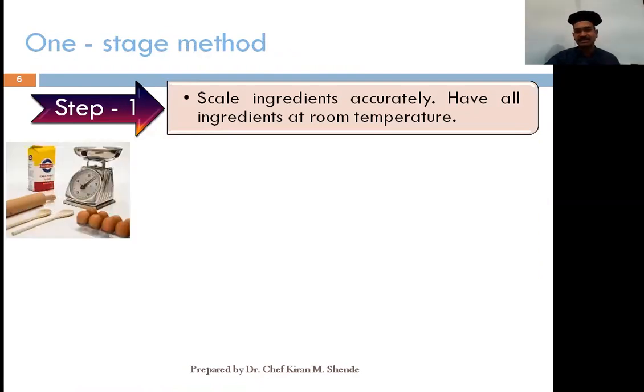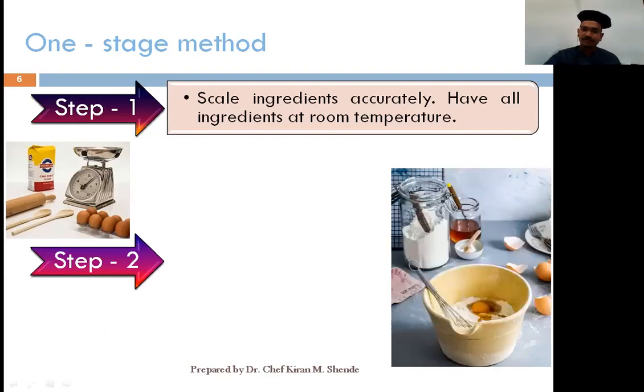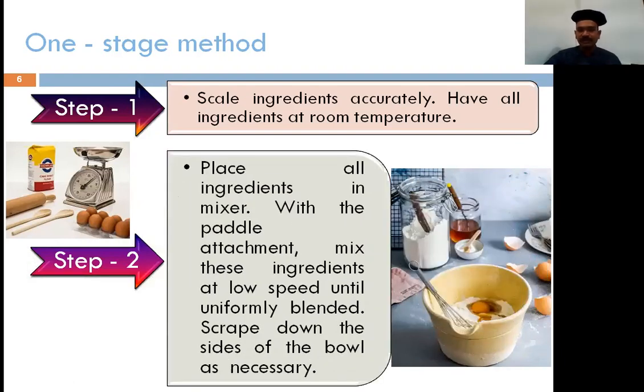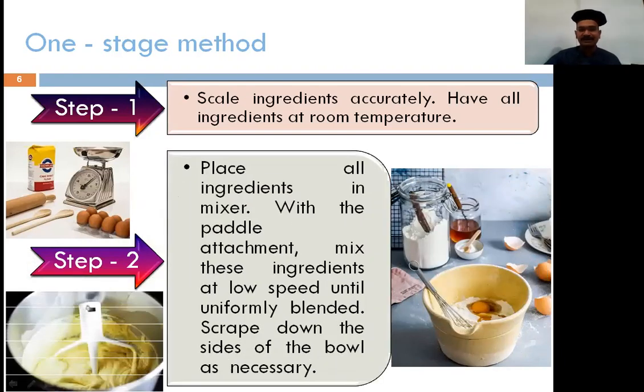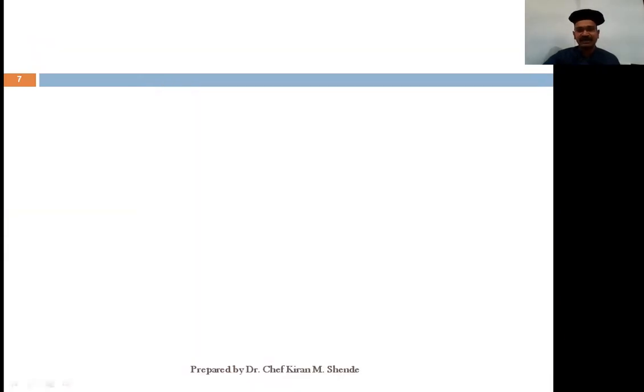What happens in step one? You have to scale all the ingredients accurately and have all the ingredients at room temperature. In step two, put all the ingredients in a planetary mixer with a paddle attachment, which can be seen in the photograph. Mix all the ingredients at a low speed so that the mixture is uniformly blended. To be on the safer side, you should keep on scraping the sides so that the mixture blends fast and there is less handling.